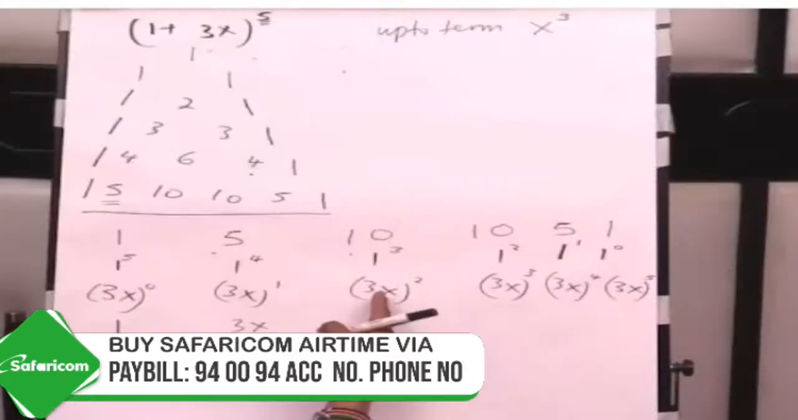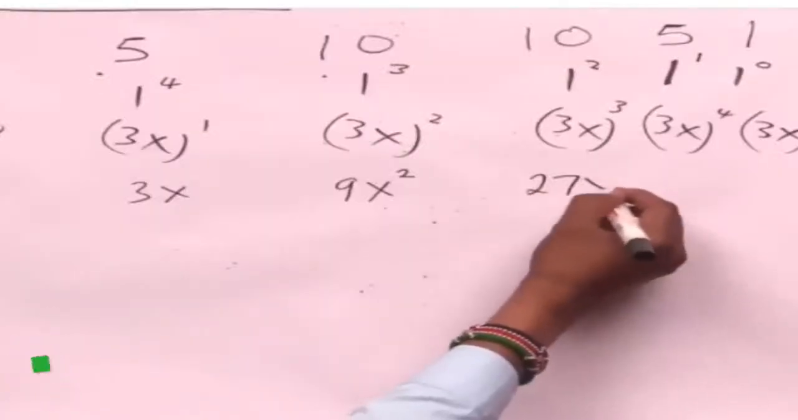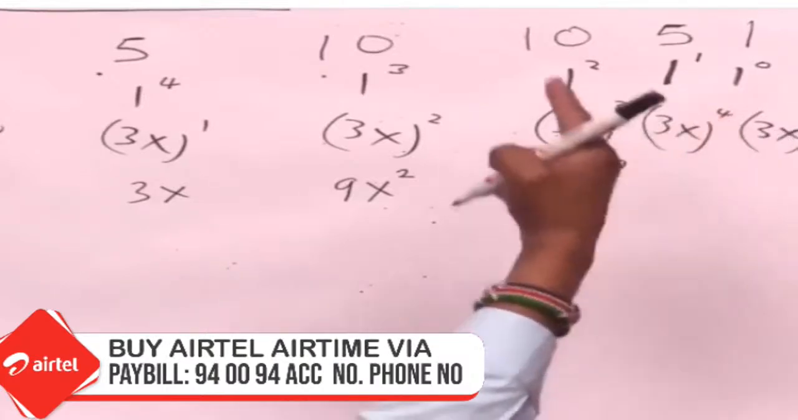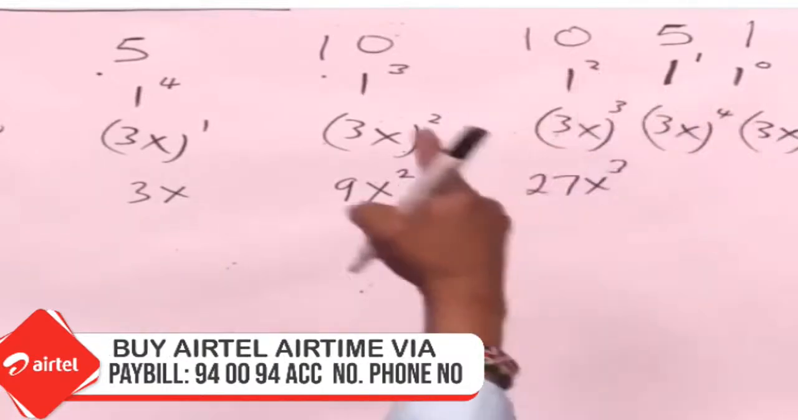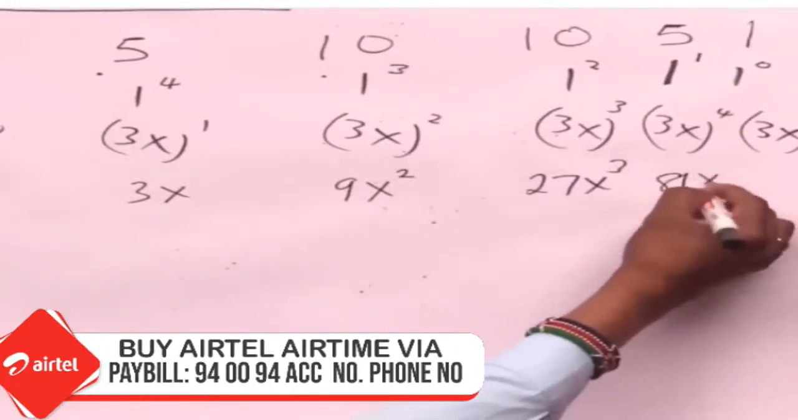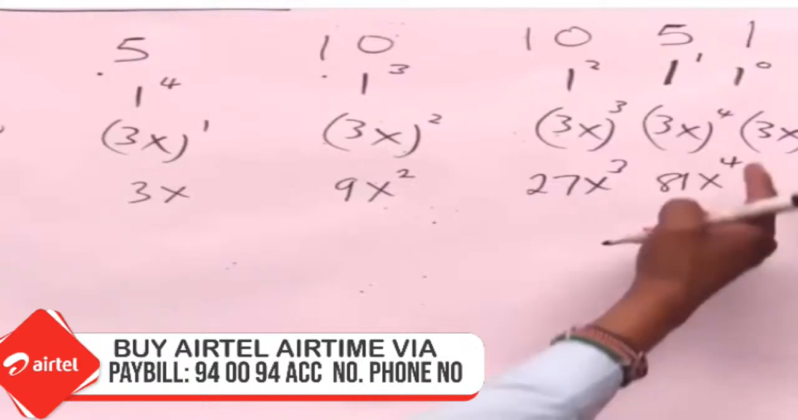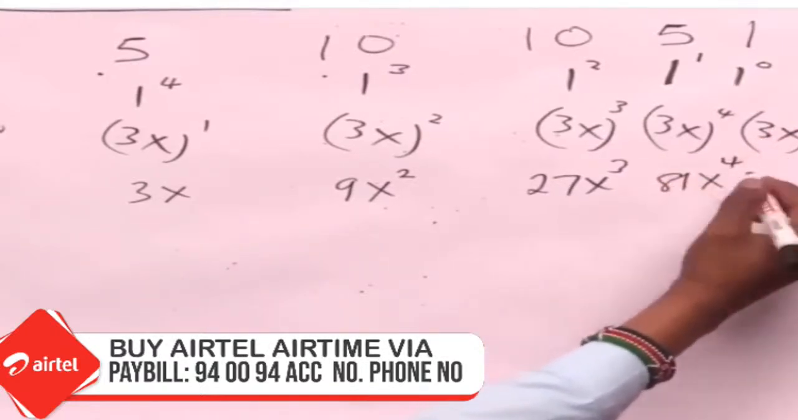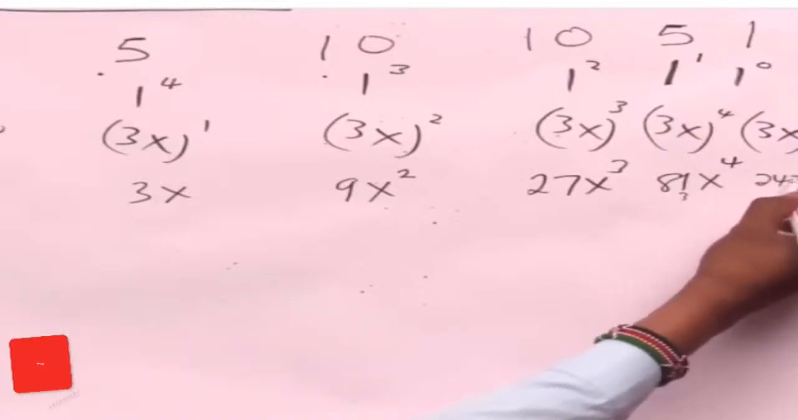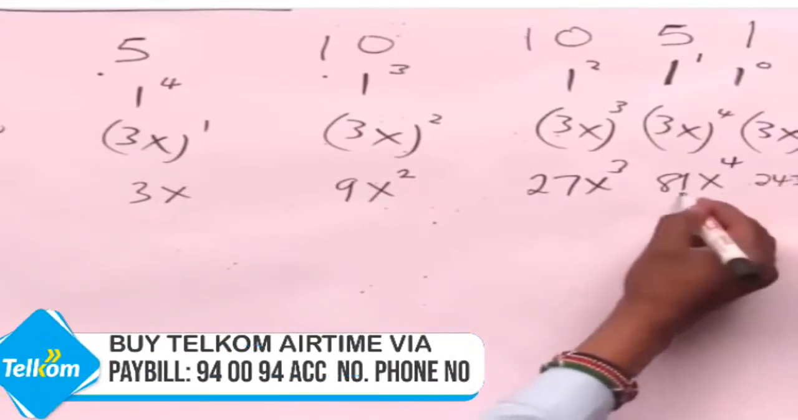3x squared means 3x times 3x, which is 9x squared. 3x cubed means 3x times 3x times 3x, which is 27x cubed. 3x raised to power 4 means 3x times 3x times 3x times 3x, which is 81x raised to power 4. Then 3x raised to power 5 is 81 times 3, which is 243x raised to power 5.